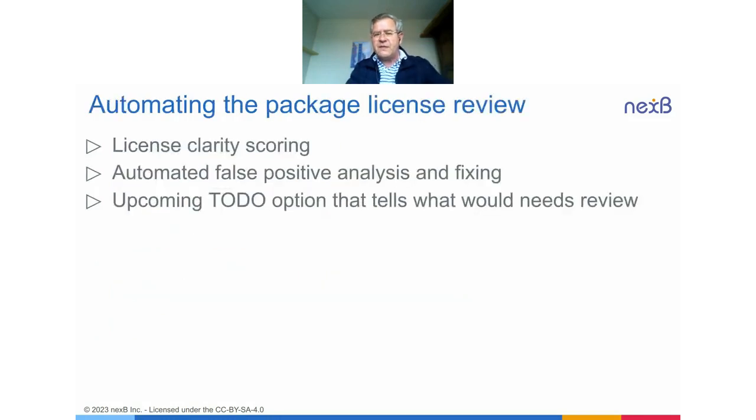And beyond this license clarity scoring, we have also done extensive use, in this case, of some machine learning to figure out what are the false positive detections, or not false positive, but imprecise, and how we could remove and resolve some of these to further lower the level of review that would be needed.